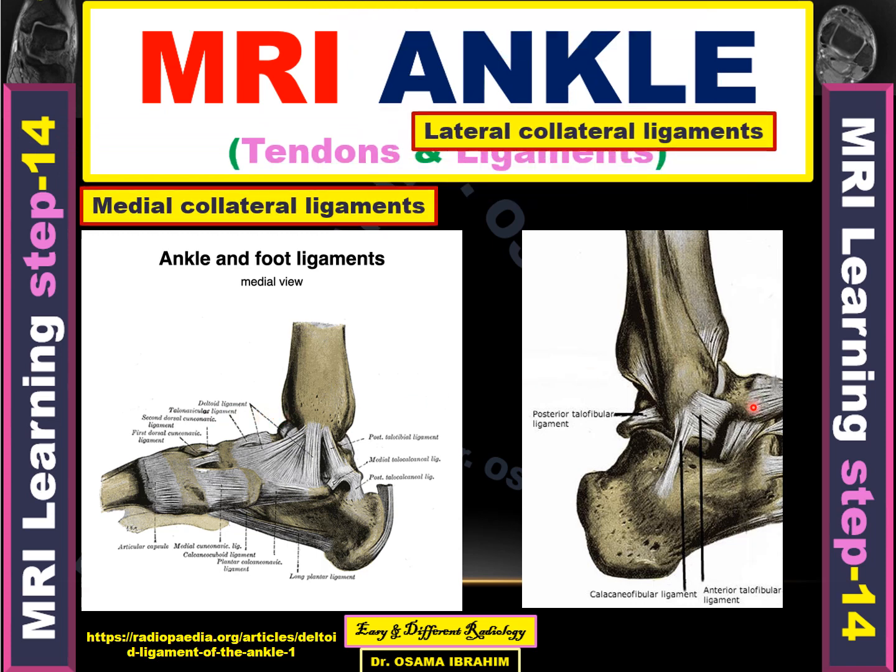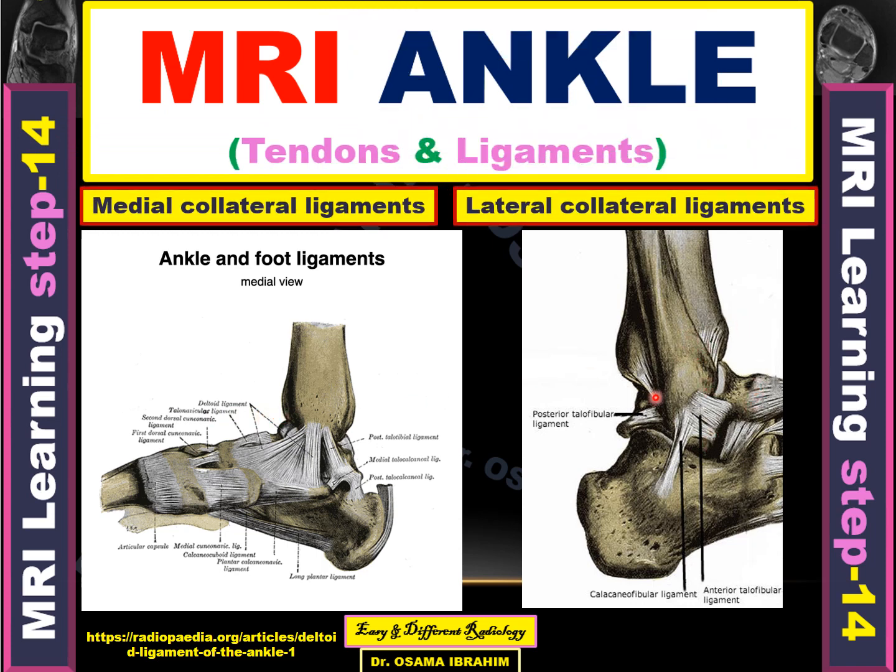However, in the lateral aspect, the articulating surface superiorly is the lateral malleolus of the fibula, which articulates with the tibia through the interosseous ligament, and also articulates with the talus through the anterior and posterior talofibular ligaments, and with the calcaneus through this ligament, which is called the calcaneofibular ligament. So the lateral collateral ligament and the medial collateral ligament represent the main ligaments of the ankle joint.